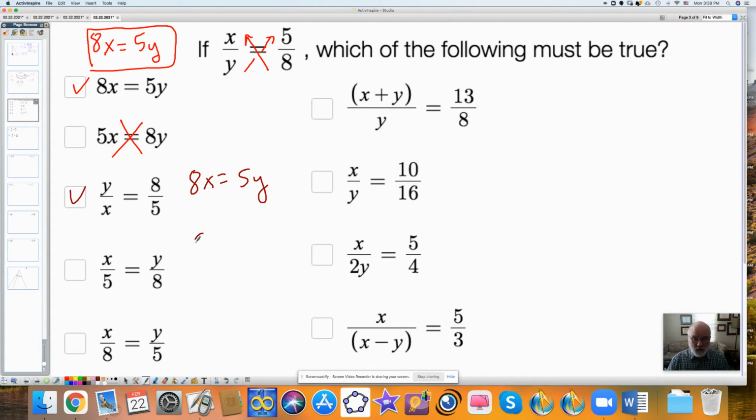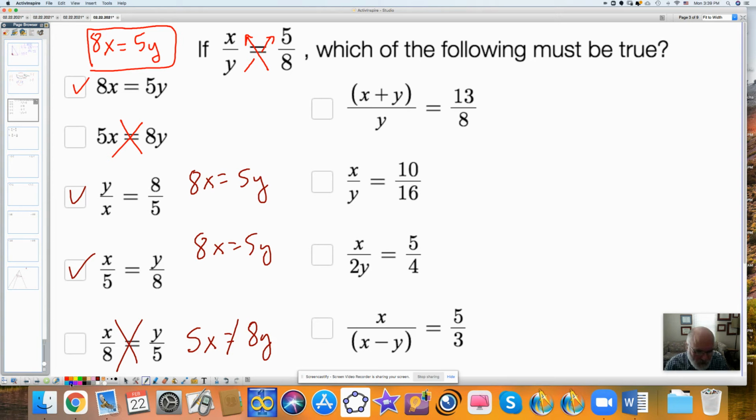The next one, 8x is equal to 5y. This guy's flipping this one. This one is going sideways. Let's see, x is to 5 as y is to 8. This works as well. What doesn't work when I do the cross product property, 5x is not equal to 8y, because we know it has to work up here. So this does not work.